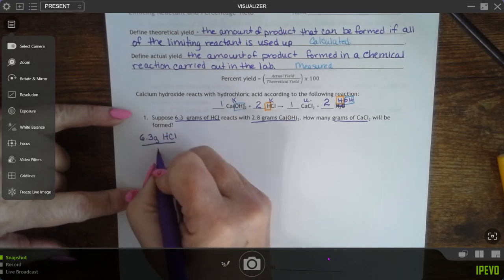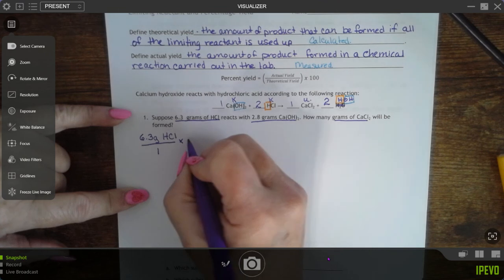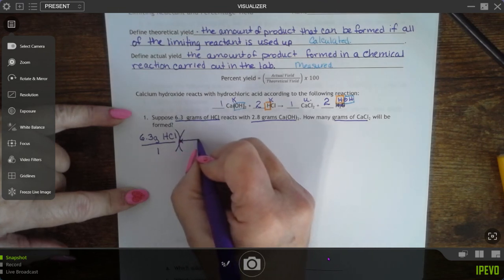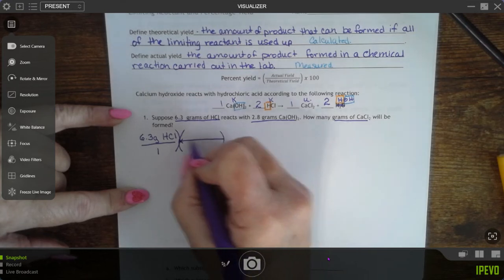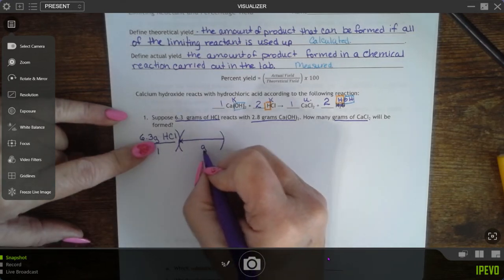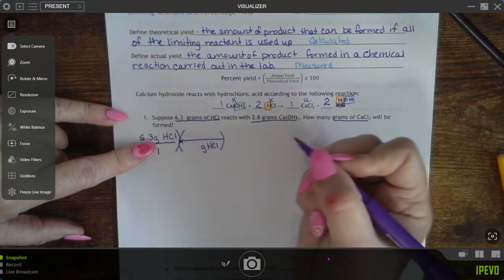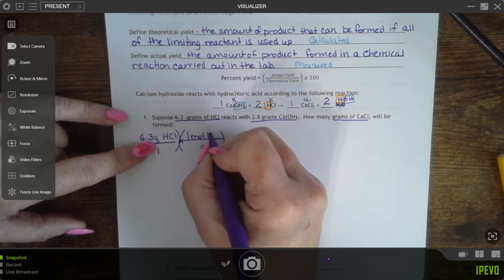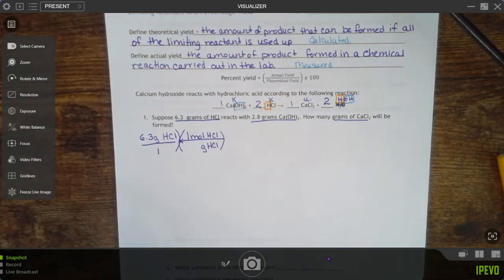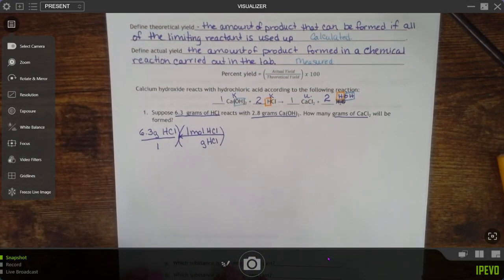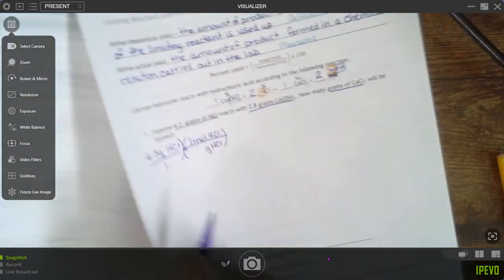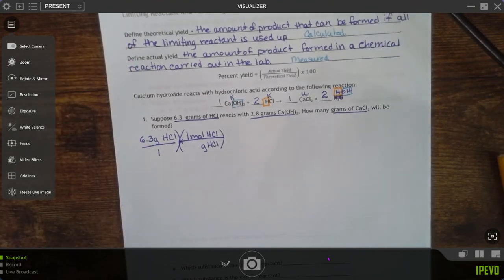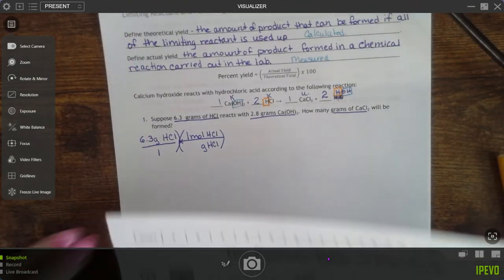Our first step is always going to be to convert grams to moles. So our grams of HCl are going to come down. We're going to have to look at our periodic table for the molar mass. And then on the top, we have 1 mole of HCl. So where's my periodic table? If you don't have your periodic table out, go grab it and a calculator, pause the video and come back.